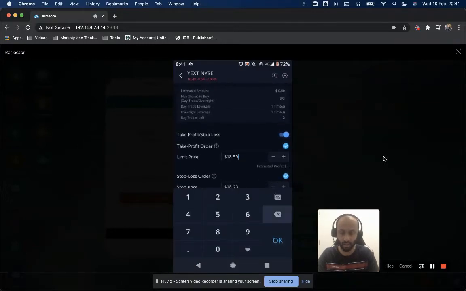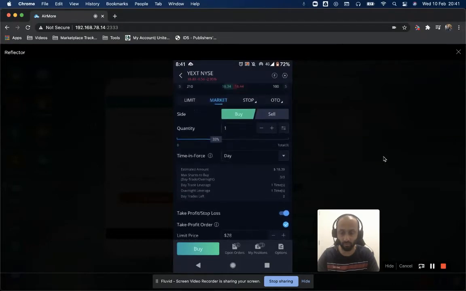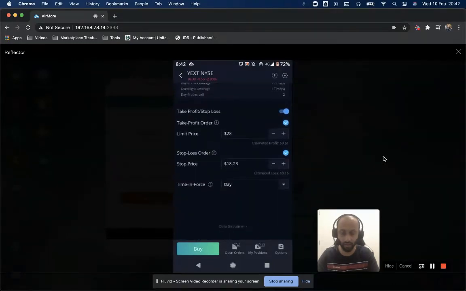Again, in my case, I'll just move the profit price to $28, since I anticipate this stock to reach $28. Whoops, I need to put in my quantity, which is 1 above here. And we're buying this stock at $28.